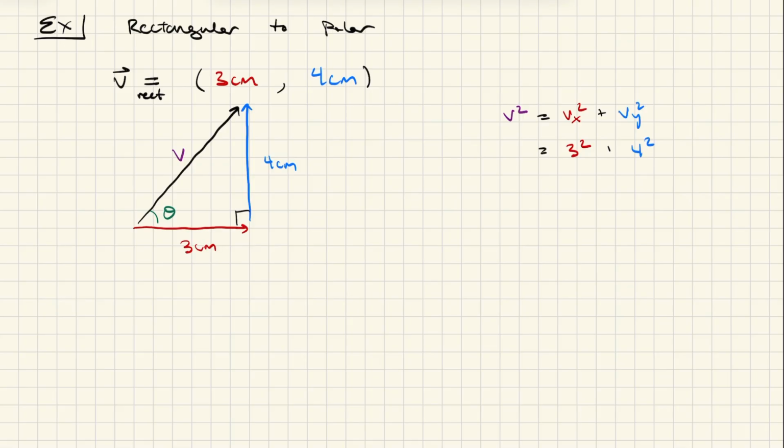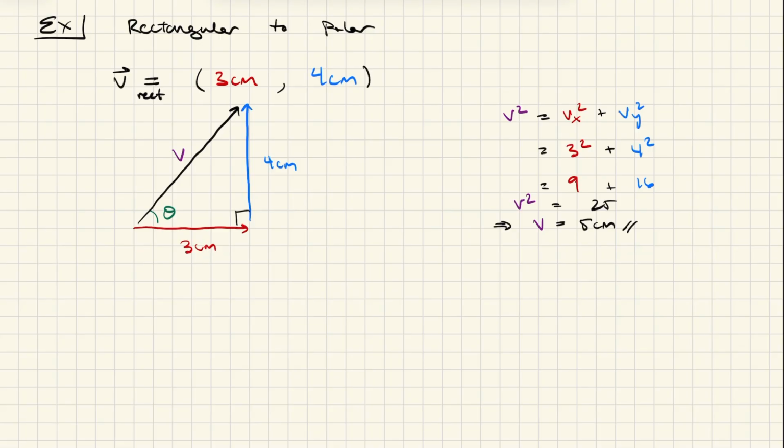And of course, 3 and 4 are our favorite numbers for right triangles because they form a Pythagorean triple. This is going to be 9 plus 16, which is, of course, 25. And so now I know that the hypotenuse squared is 25, which immediately tells me that the hypotenuse v must be 5 centimeters. Sweet.